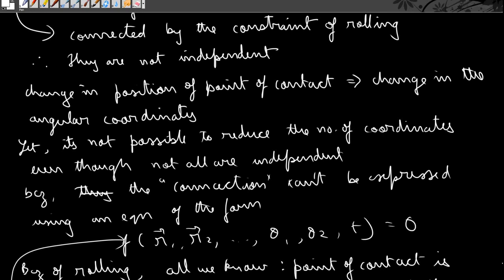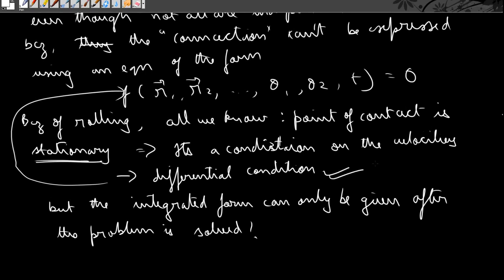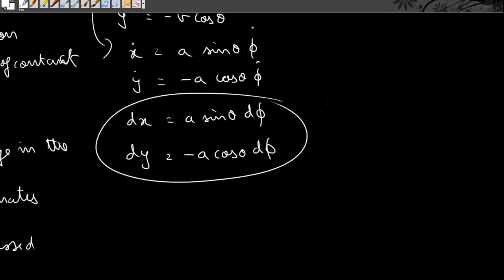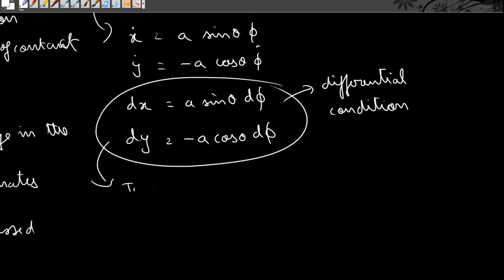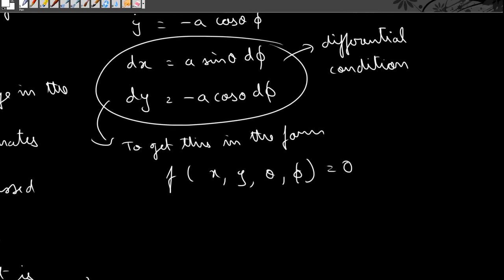So here I had noted that the condition is going to be a differential condition, and that is what we have got here. So this is a differential condition. Now if we wanted to get this in the form of f of x, y, theta, phi equal to 0, what do we need to do?